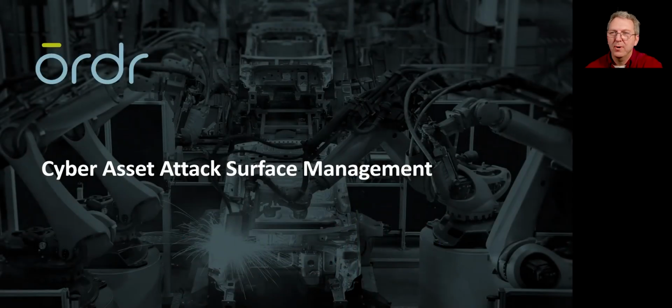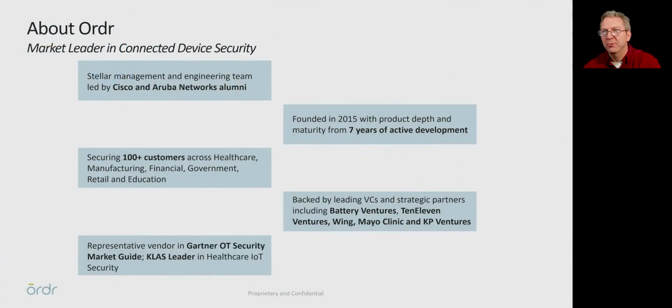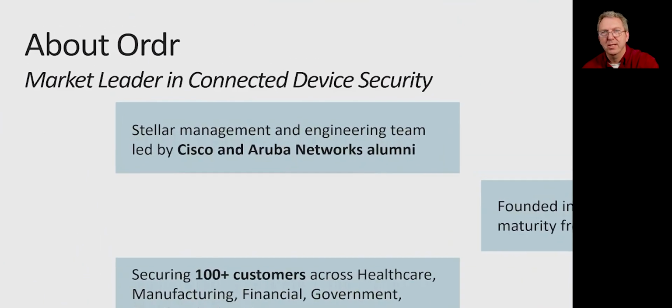Before we get started, I just wanted to give you a quick overview of who Ordr is as a company, where we came from. First off, we were founded by an amazing team of engineers and executives from some of the leading network and security companies on the planet: Cisco, Aruba, the folks that made the underlying infrastructure that we use today. And so this intelligence about the network, about the devices that connect, really forms the heart of the platform that we've built.